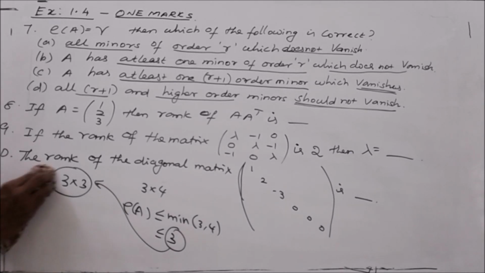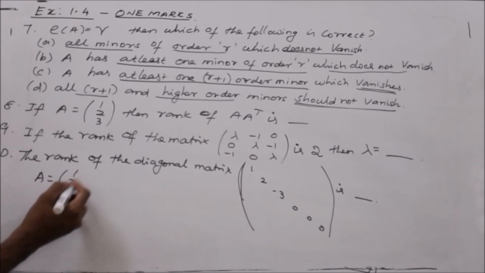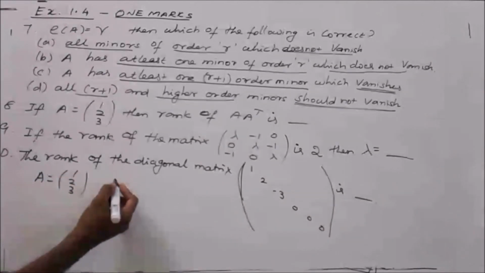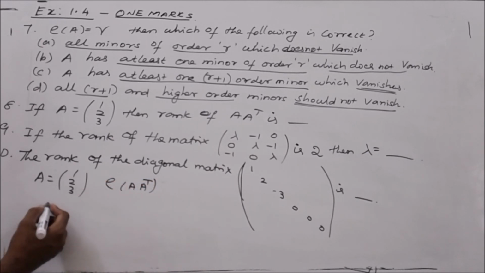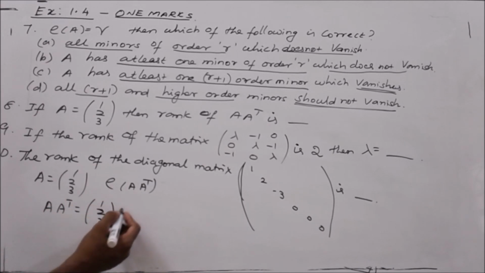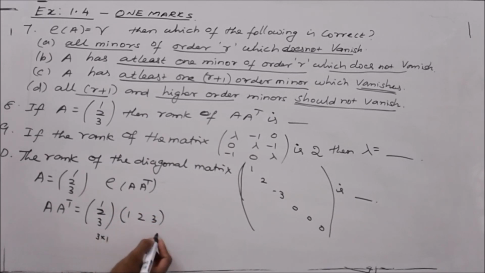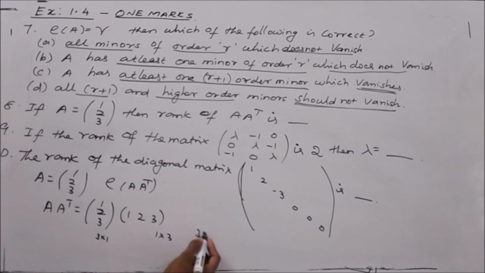If A equals 1, 2, 3, a 3 row, 1 column matrix, find the rank of A transpose. Calculate A into A transpose, that is A times 1, 2, 3 then A transpose 1, 2, 3. A has 3 rows, 1 column. A transpose has 1 row, 3 columns. 1 equals 1, so it is multiplicable. When we multiply, we get the order 3 by 3.